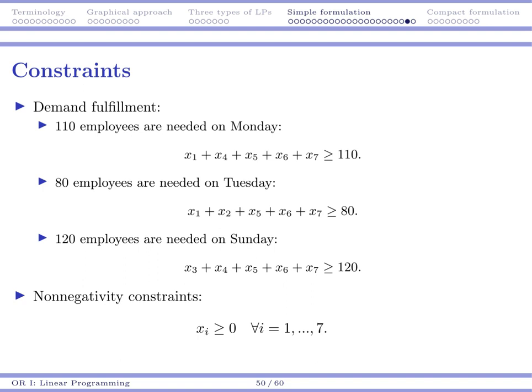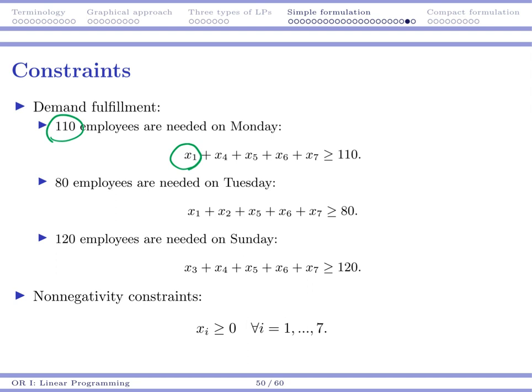And then we need to fulfill demands. We need 110 employees that work on Monday. So we need to ask ourselves, how may we determine the number of employees that will work on Monday? So there are 7 different shifts. For shift 1, those persons indeed work on Monday. But for shift 2 and 3, they start to work on Tuesday and Wednesday.